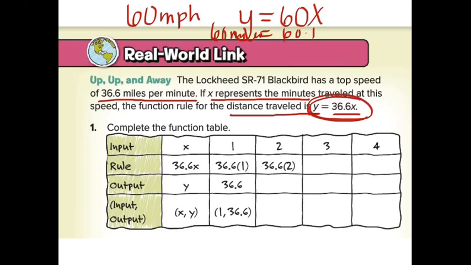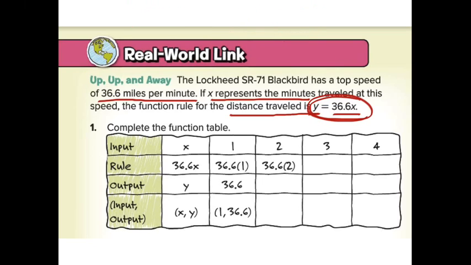Same exact type of situation, except in this case we are looking at this Blackbird. So my equation right here is telling me that if I take my minutes, or x, and multiply by the speed, I will get my distance. The reason they chose y for the distance and x for the minutes is that you would multiply speed times minutes to get the distance.